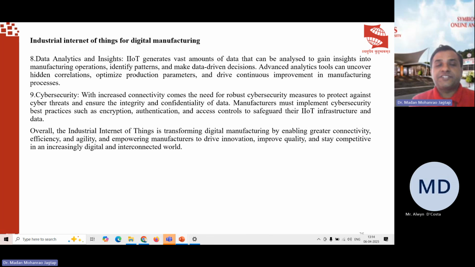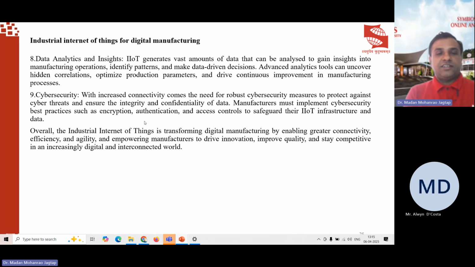So overall, the industrial Internet of Things is transforming digital manufacturing by enabling greater connectivity, efficiency, and agility, and empowering manufacturers to drive innovation, improve quality, and stay competitive in an increasingly digital and interconnected world.